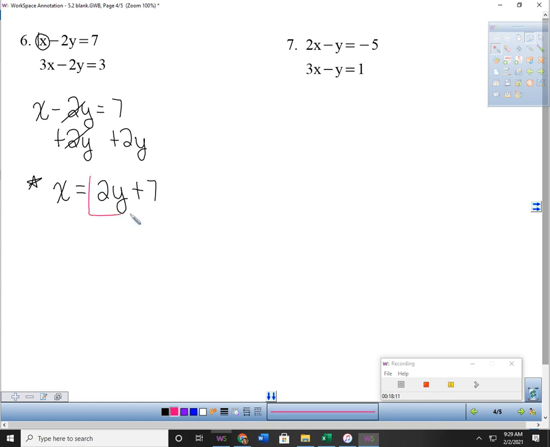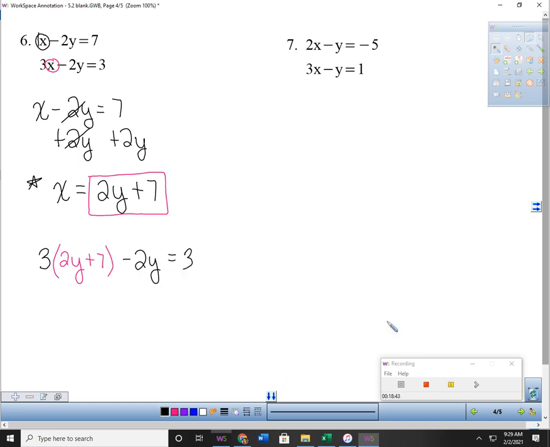I know that x is the same thing as all of this on the other side. That means that I can take that and plug it in for x in the other equation. So I'm going to be plugging in for this x. Now, notice there is something in front of that x, a number or a negative, so I need parentheses when I put it in. I've got 3 times, and then I'm going to replace x with 2y plus 7. And then I've got everything behind that, minus 2y equals 3.